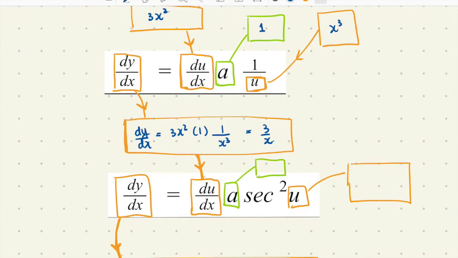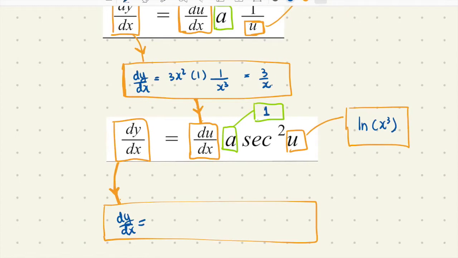So du dx, you're going to replace it with 3 over x, and a is equal to 1 times secant square u. What is u? u is not 3 over x but ln x cubed. Then we find the final answer. The final answer is dy dx equals 3 over x.